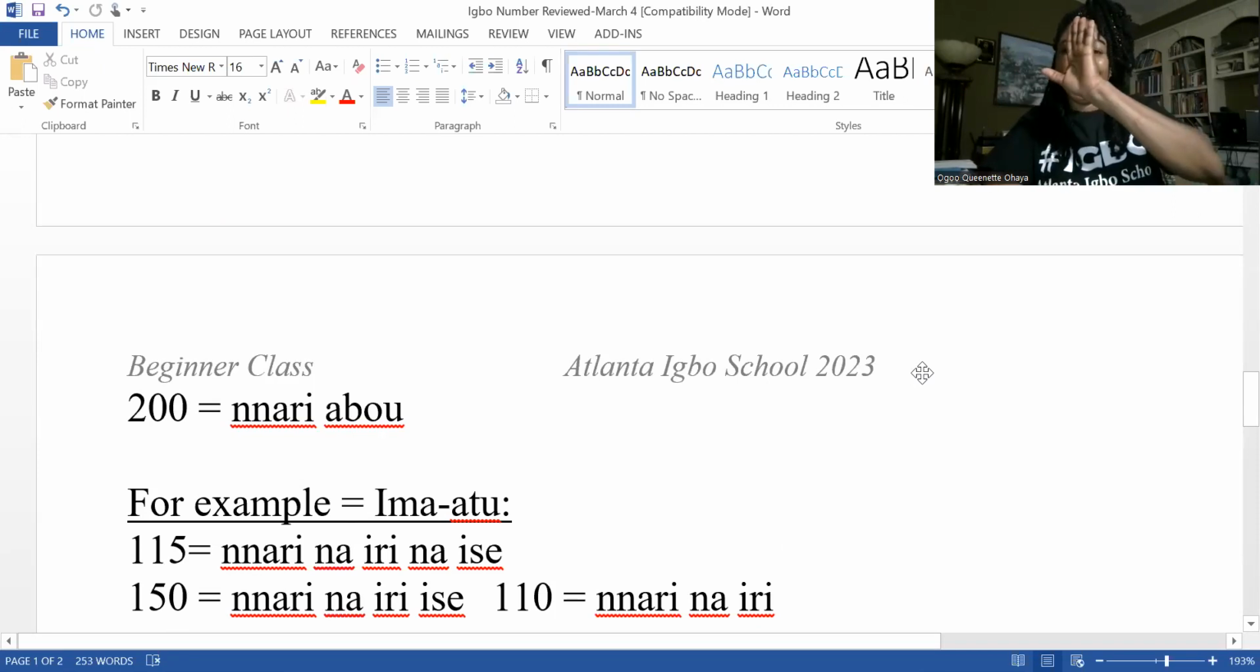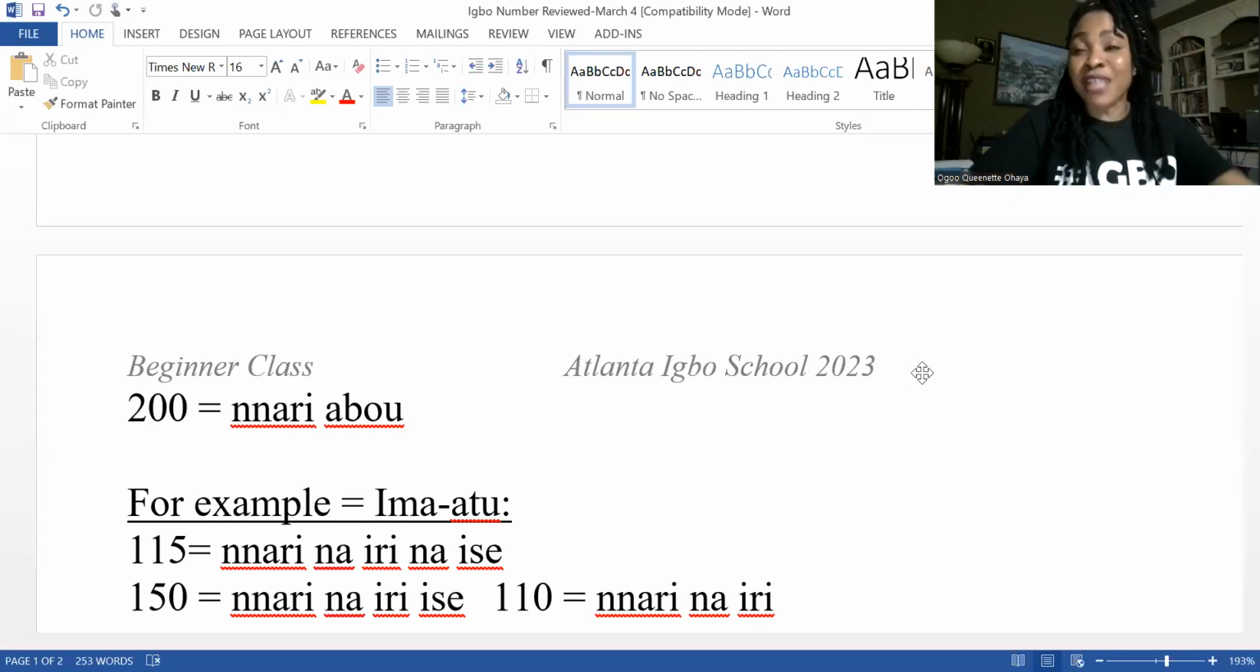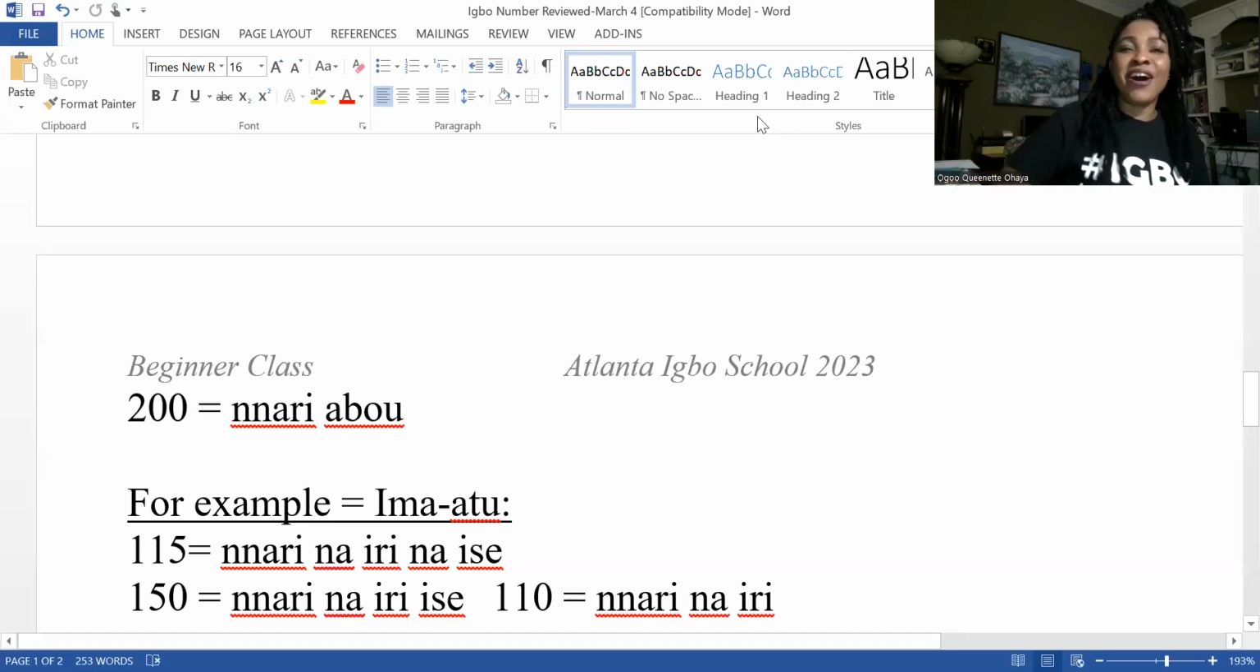Now, 200 is what? Narị abụọ. 100 is narị. Now, when you say 150, narị na iri, who will tell me what's 150? I'm not gonna say. Who knows if you know it?